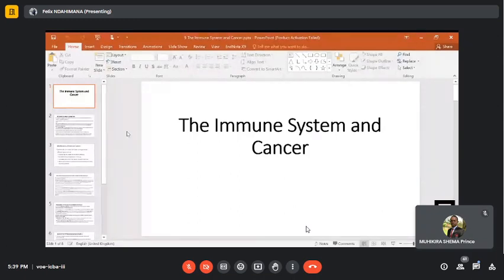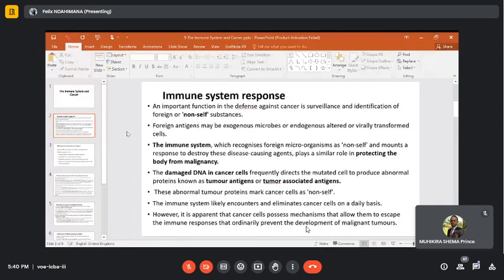Oh, here we have the immune system and cancer. Can you see it? Yes. All right. So if you look at this slide, it's a little bit congested, but it's fine.